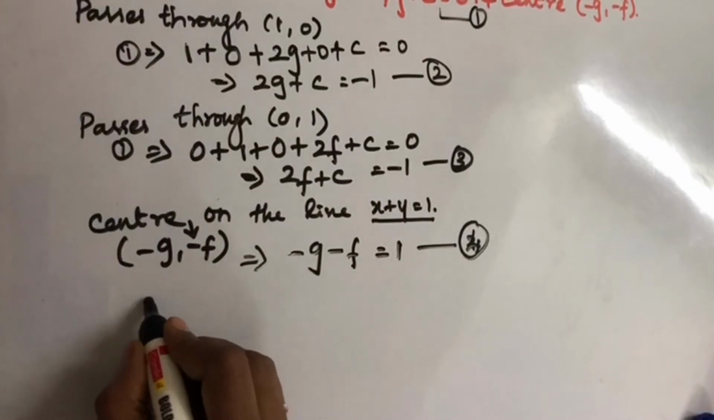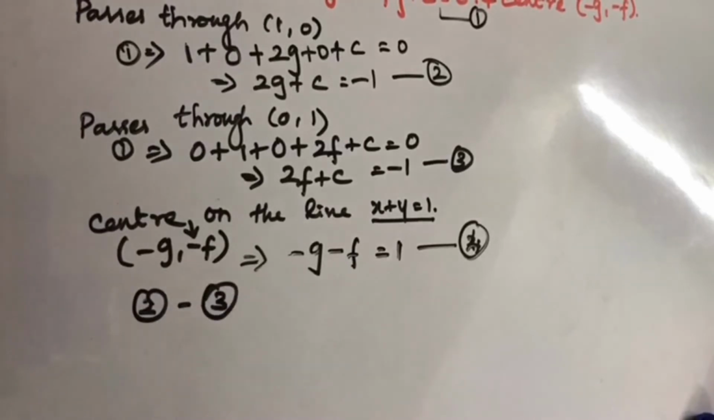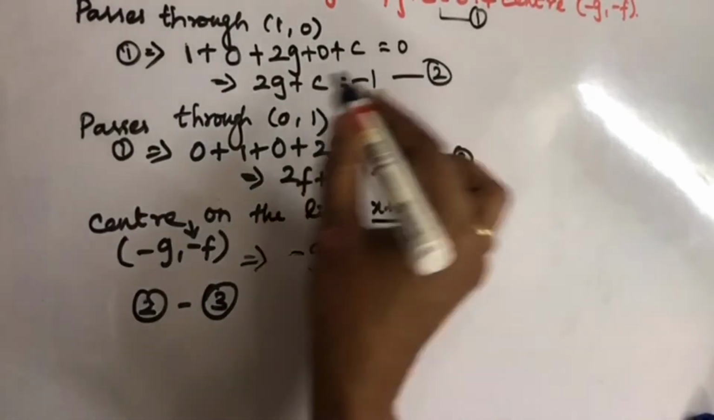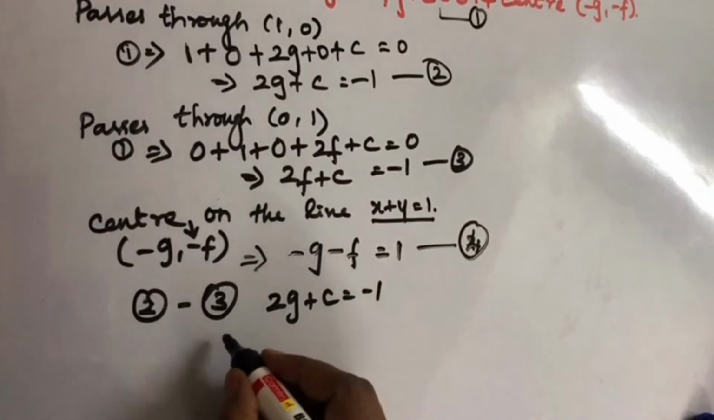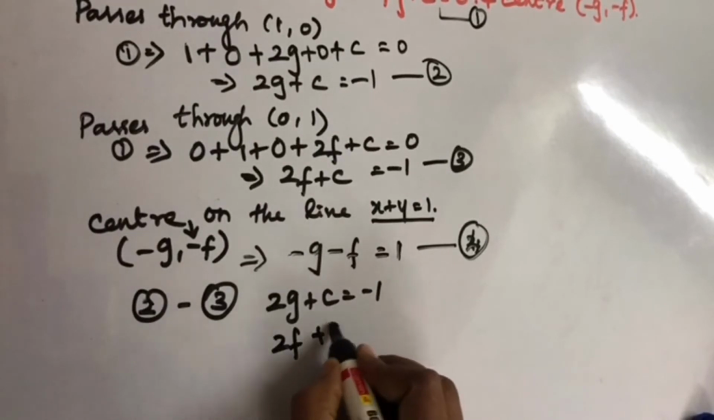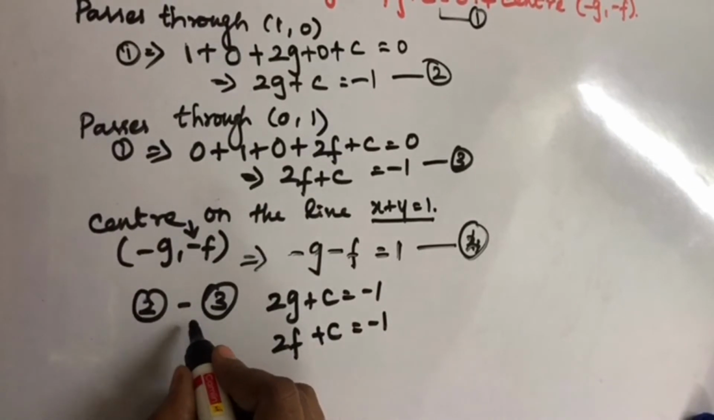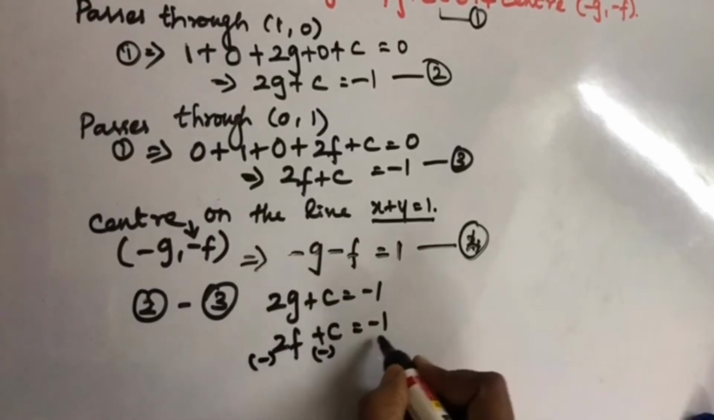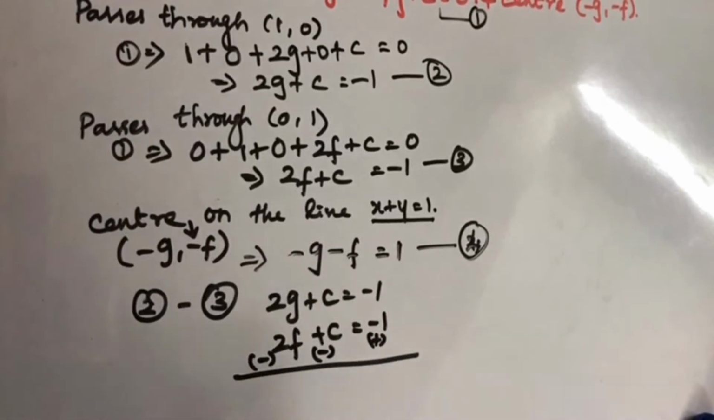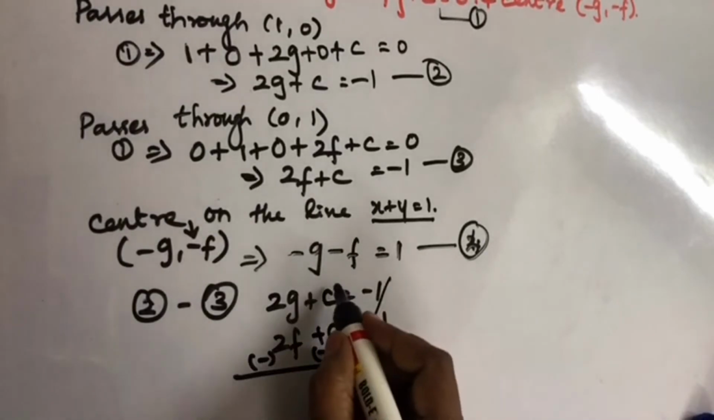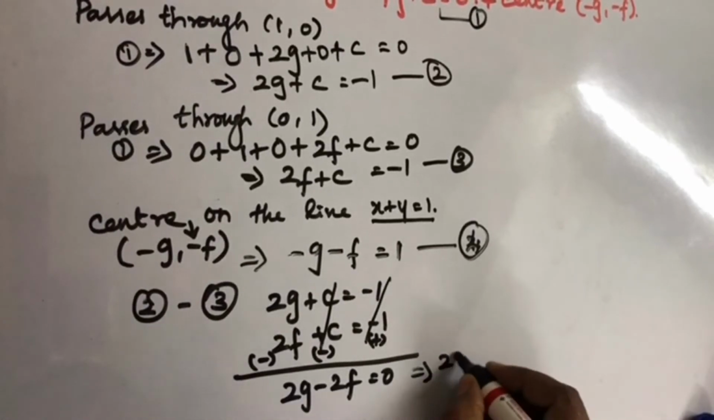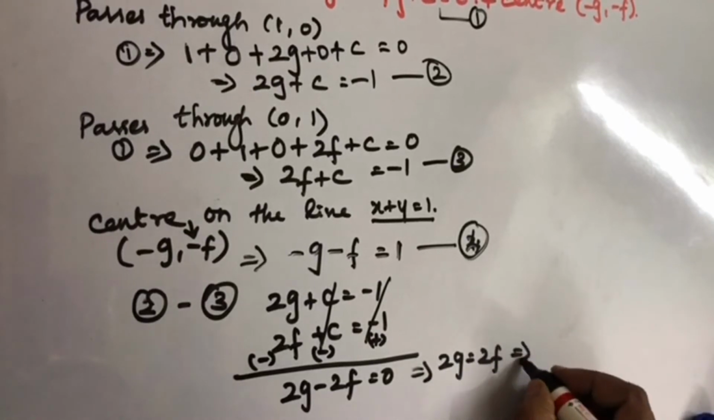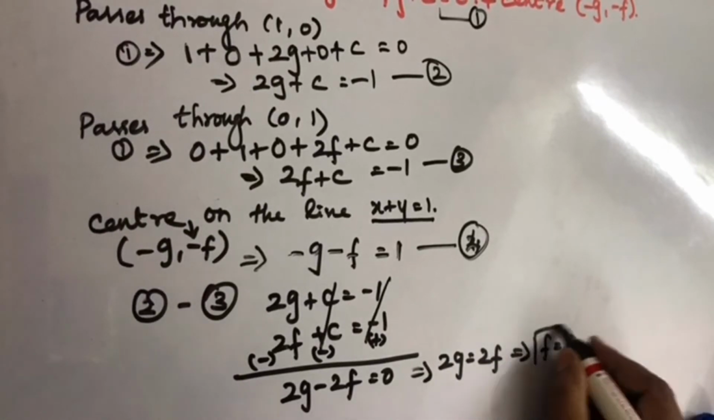So, equation 2 minus equation 3. While subtracting this, equation 2 is 2g plus c is equal to minus 1, and equation 3 is 2f plus c is equal to minus 1. We are subtracting equation 3, so I will change the sign. So, plus 1 minus 1 get cancelled, plus c minus c get cancelled. It is 2g minus 2f is equal to 0. That implies 2g equal to 2f. That implies f is equal to g, or g is equal to f.